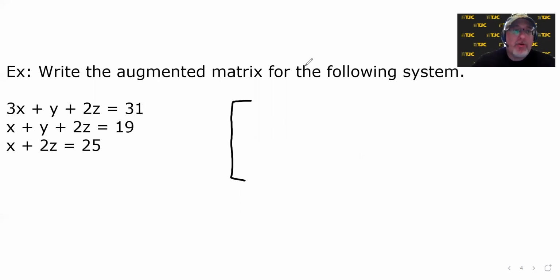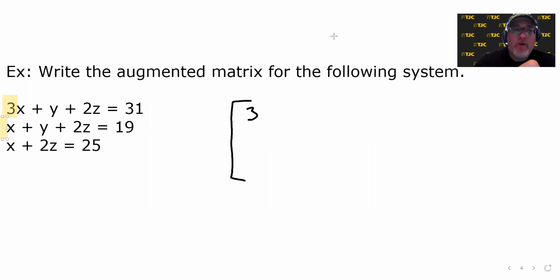Our first column is going to represent the x's, and more specifically, their coefficients. In the first equation, the coefficient of the x is 3. And so our first entry in the matrix will be 3. And then below that, we want the coefficient of the x in the second equation. Now, of course, this x here, I'm going to highlight the x, but it's not what we're going to write. Actually, I'm going to move that over.